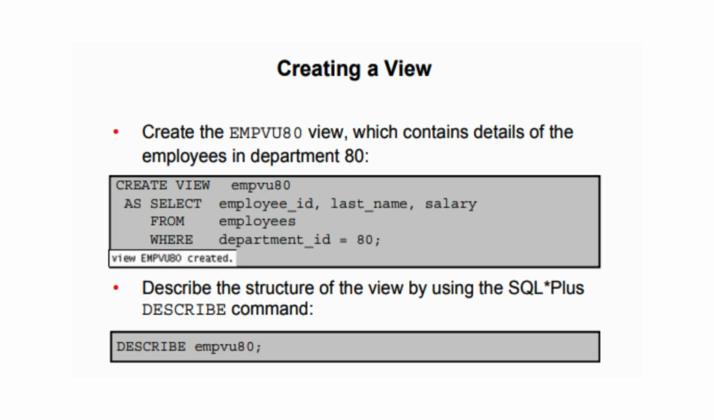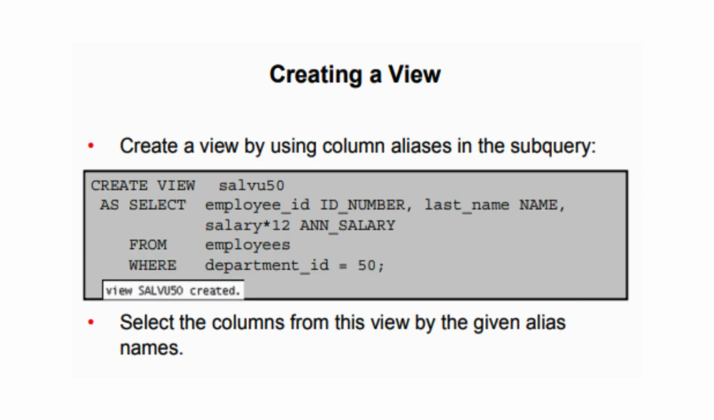The example in the slide creates a view that contains the employee number, last name, and salary for each employee in Department 80. You can control the column names by including column aliases in the subquery. The example in the slide creates a view containing the employee number, employee_ID, with the alias ID_number, name, last_name, with the alias name, and annual salary, salary, with the alias an_salary for every employee in Department 50. Alternatively, you can use an alias after the create statement and before the select subquery.